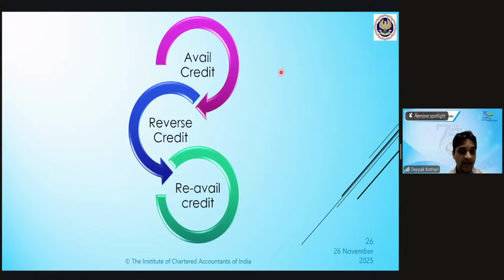What will happen if I've availed it and I've reversed the credit, but the supplier has not filed the return at all and he's closed down the business? Then you cannot re-avail. The supplier has to avail, pay the tax, and you will reverse it. But if he's not filed the return, then you cannot re-avail it. For re-availing, the supplier has to file the return even later so that your credit is secure.